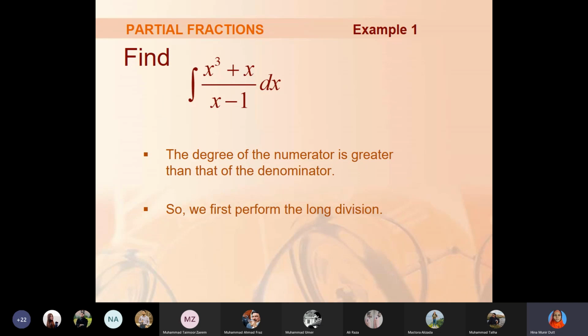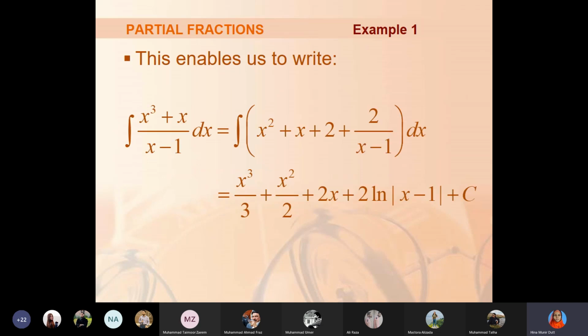I have this rational function (x cube plus x) over (x minus 1). I have to integrate it. The degree of the polynomial in the numerator is 3 and the degree of the polynomial in the denominator is 1. So I have to do the long division, and after long division, I will get this.